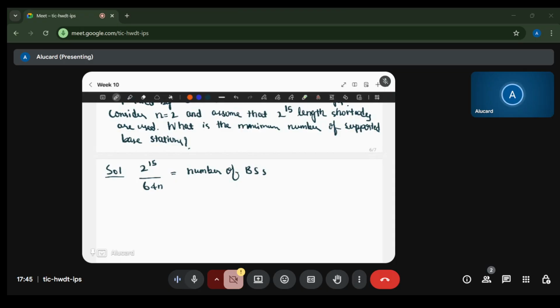Question 20. Consider the following statements for an orthogonal variable spreading factor code. Statement 1. If a code is assigned, its successor cannot be assigned. Statement 2. If a code is assigned, its predecessor can be assigned. You have to figure out whether both statements are true or false, or one statement is true and one is false. You can find the answer in lecture 45.